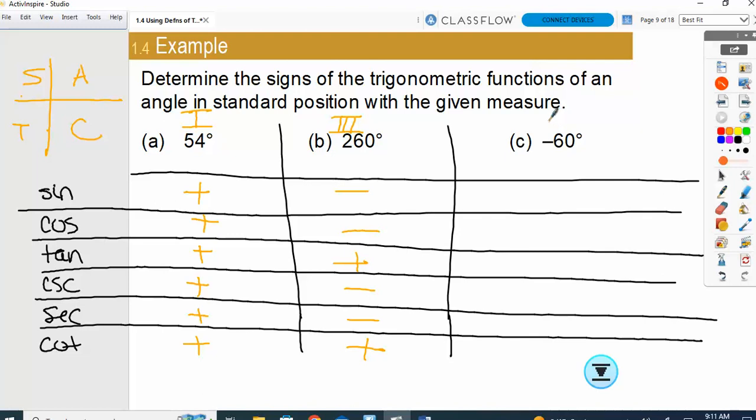Negative 60. What quadrant is that in? If you don't like the negatives, what could you do? You could find the coterminal, 300. So 0, 90, 180, 270, 360, so that's between 270 and 360, so that's quadrant 4. Quadrant 4, what's positive? Cosine, and so its reciprocal secant, and the other 4 are negative.